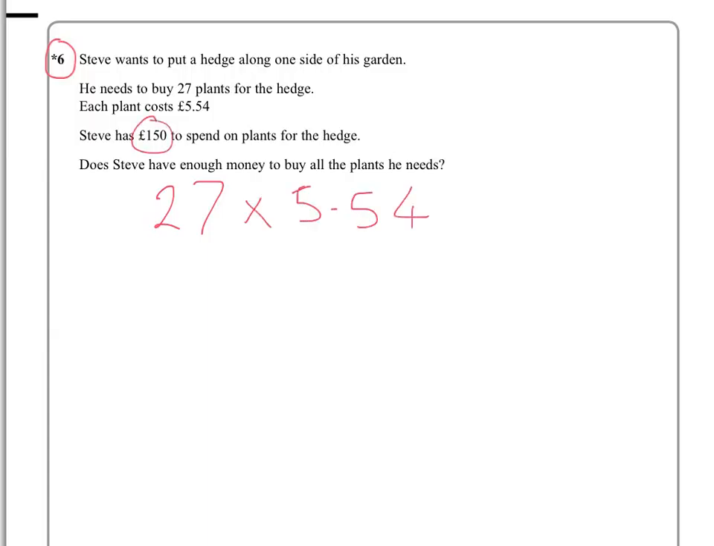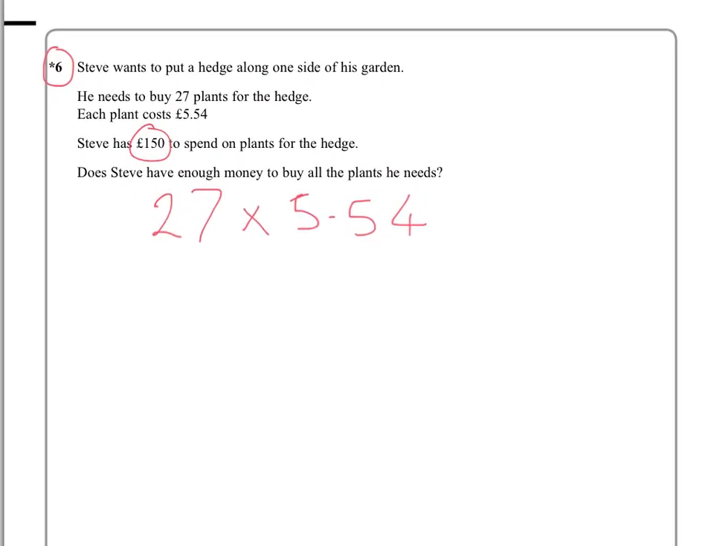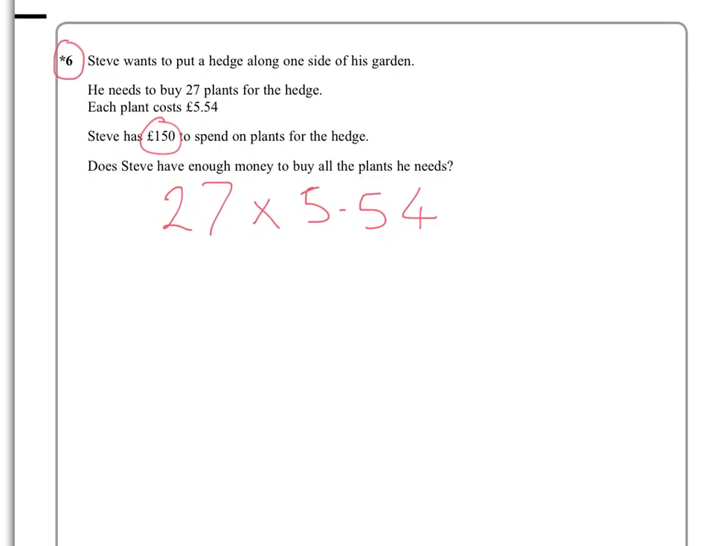He has £150. Does he have enough money? Well, with these sorts of questions, usually there's lots of steps, but in this case, all we've got to do is 27 times £5.54 and then see if that's bigger or smaller than 150. Now, it's still worth 4 marks, but the tricky bit here is that we need to find out exactly what this answer is, and it's a non-calculator paper. So all they're really asking us to do is 27 times 5.54 without a calculator.